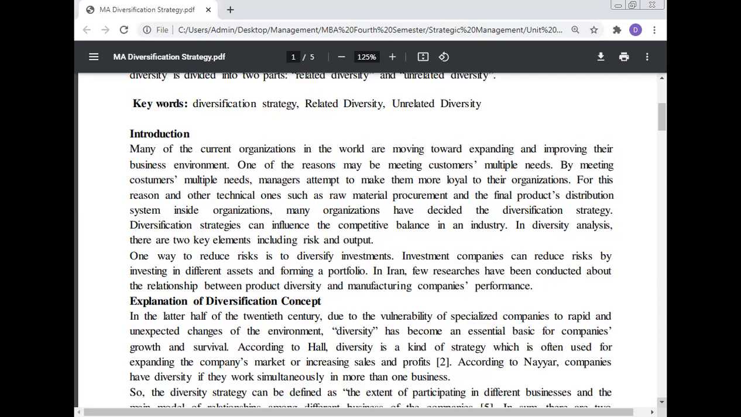Diversification strategy can influence the competitive balance in the industry. In diversity analysis, there are two key elements, including risk and output. One way to reduce risk is to diversify investment. An investment company can reduce risk by investing in different assets and forming a portfolio. In Iran, few researches have been conducted about the relationship between product diversity and manufacturing company performance.